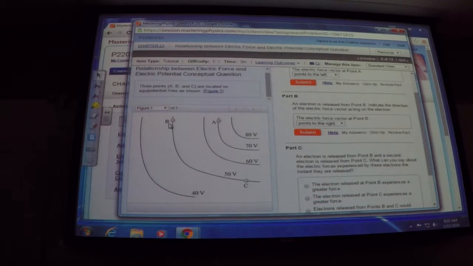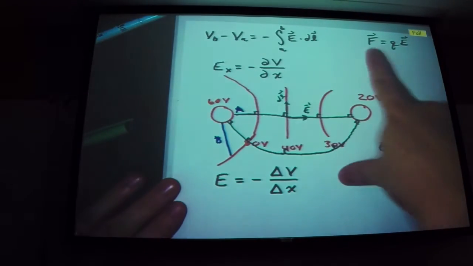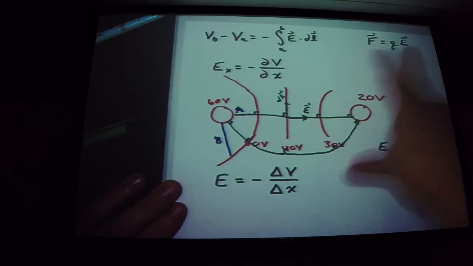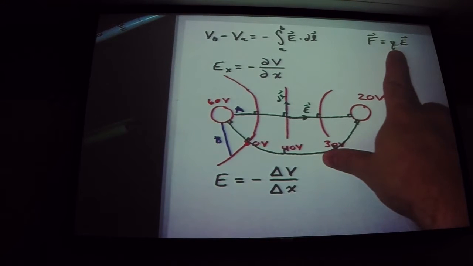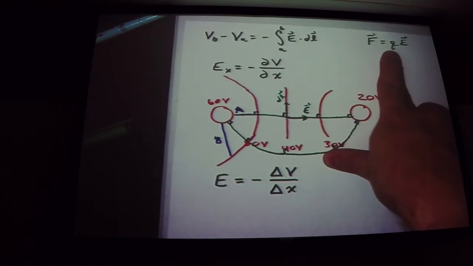Positive charges move along the electric field. Negative charges, the force is against the electric field. Okay? And that comes from this formula right here. Because you see, it's a vector formula. This has a direction. This is just a number, so it's a magnitude. If that magnitude is positive, then it will be in the same direction. If the Q is negative, then these two will be in opposite directions.